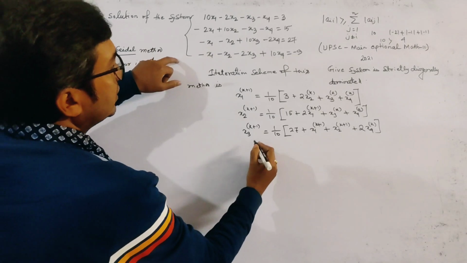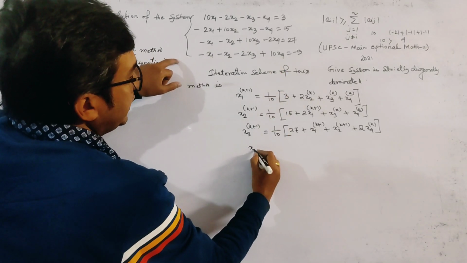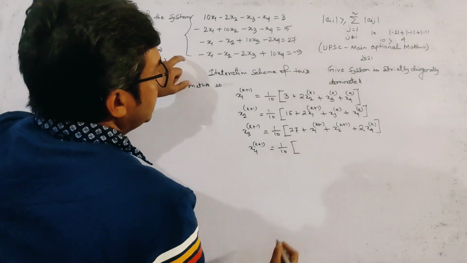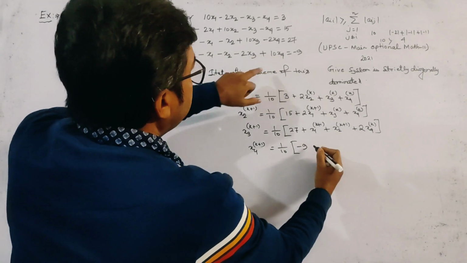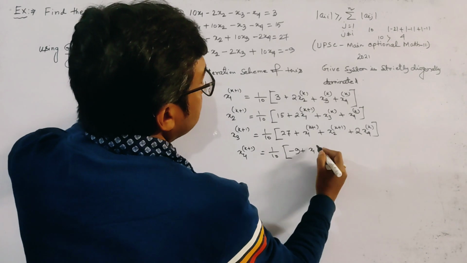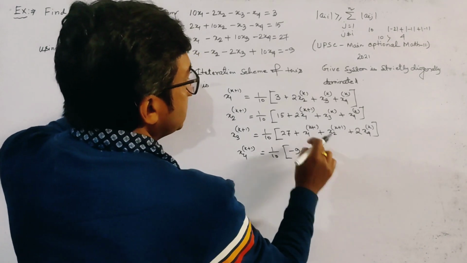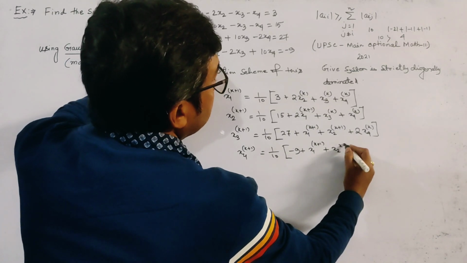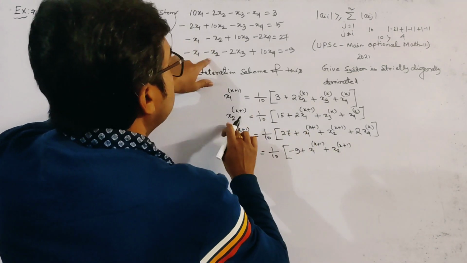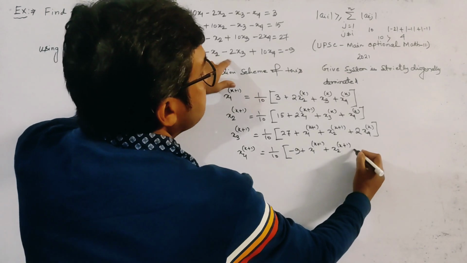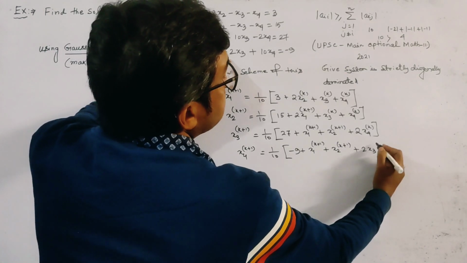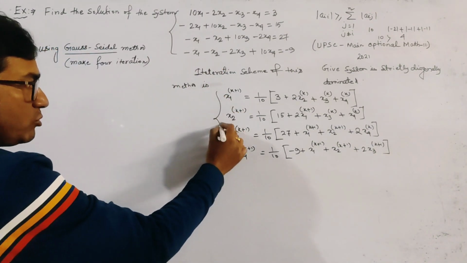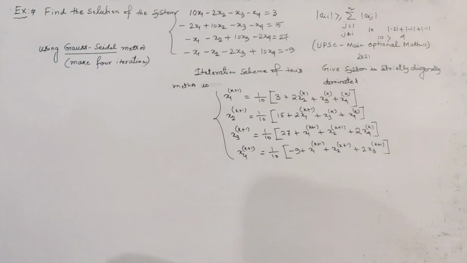Now in the last we write x4 (k+1). This is also 1 by 10 into minus 9 plus x1 (k+1), because x1 (k+1) is already obtained, and plus x2 (k+1), because x2 (k+1) is also found here, and plus 2 into x3 (k+1). Okay, and this is the iteration scheme of the Gauss-Seidel iteration method.